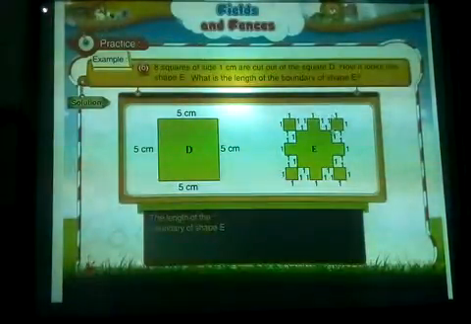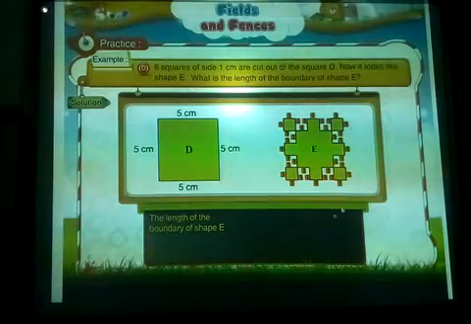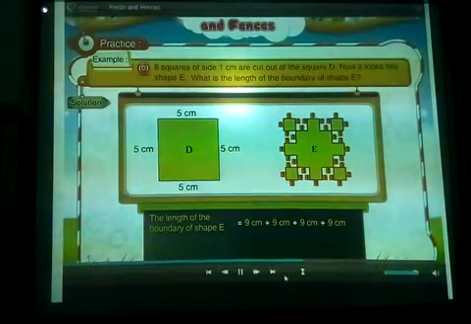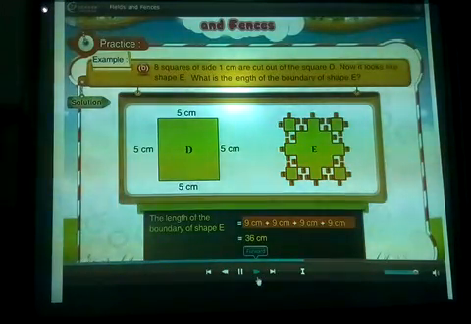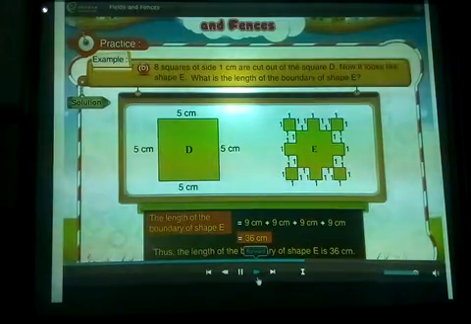Solution. 5 6 7 8 9 10. To find the length of the boundary of shape E, सारे वन ऐड होते जाएंगे. Let's add the length of each side. The length obtained is 36 centimeter. Thus, the length of the boundary of shape E is 36 centimeter.